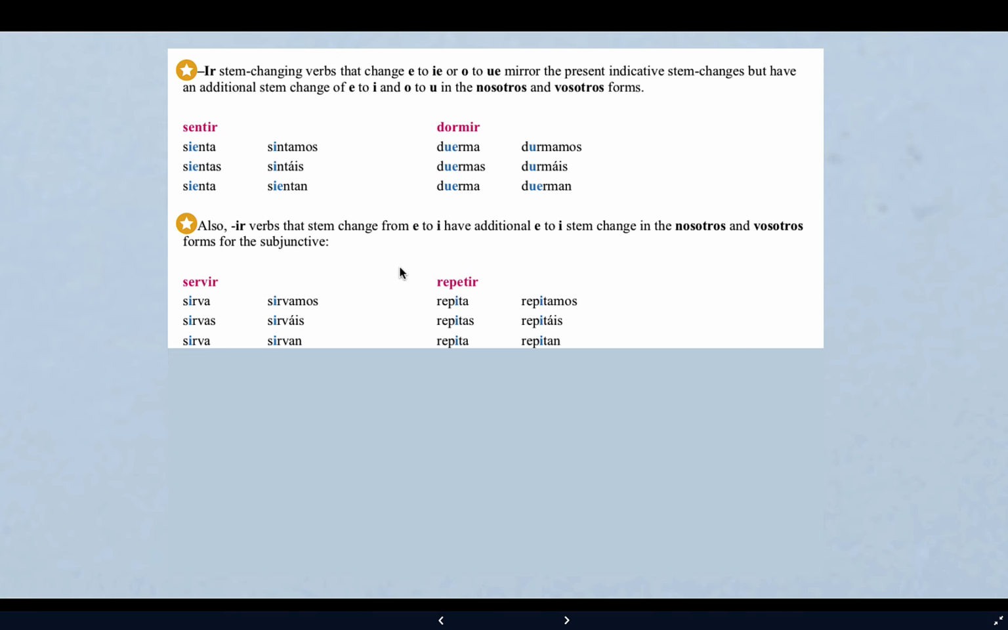In addition, IR ending verbs that stem change from E to I, like servir, right? There's the verb and it changes to an I. They have an additional E to I stem change in the nosotros and vosotros form. So same thing. Usually in the present indicative, it would have been nosotros servimos, right? Remember to change the E to an I. Nosotros repetimos. Now in the subjunctive it is repitamos.